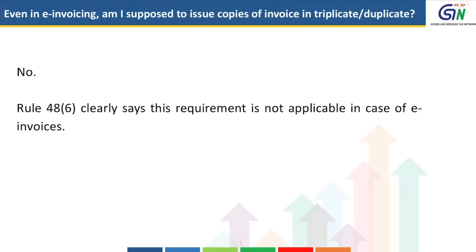Even in e-invoicing, am I supposed to issue copies of invoice in triplicate or duplicate? No. Rule 48.6 of CGST rules clearly says that the requirement to issue triplicate or duplicate is not applicable in case of e-invoicing.